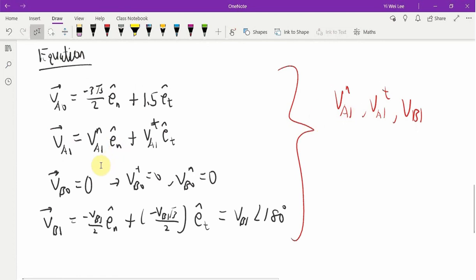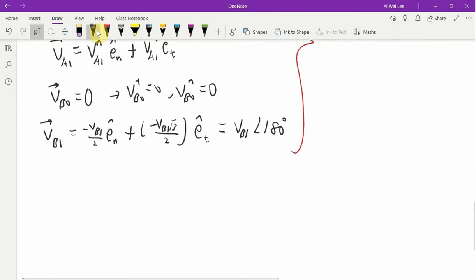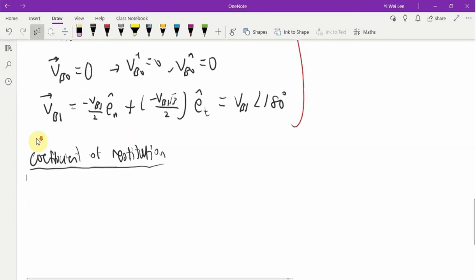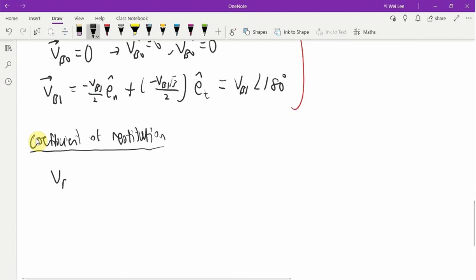The first equation that I always want to apply definitely is the equation of coefficient of restitution. So let's apply the coefficient of restitution equation. Now how do we apply this equation here? First thing first, just recite the formula, which is VA1N minus VB1N is equal to negative e times VA0N minus VB0N. Simple. So we just plug in whatever we have.